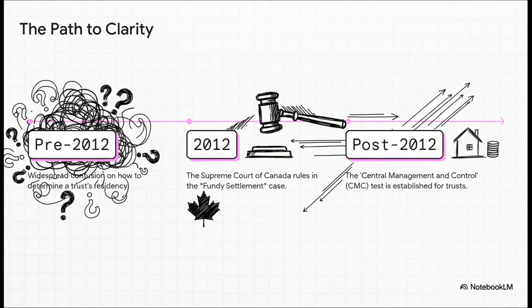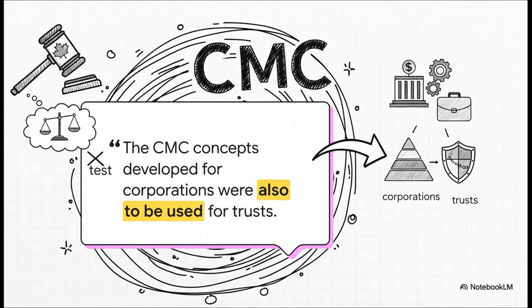This timeline here really paints the picture perfectly. You have the messy, confusing pre-2012 era, then bam! In 2012, the Supreme Court of Canada steps in with its decision in the Fundy settlement case. And from that point on, we had a clear, binding standard that applies to all trusts. And what was that standard? Well, this quote right here is the absolute heart of the ruling. The court didn't invent some brand new test just for trusts. Instead, they said, that test we've been using for corporations for years, the central management and control test, yeah, we're going to use that for trusts too. And that right there was the game changer.